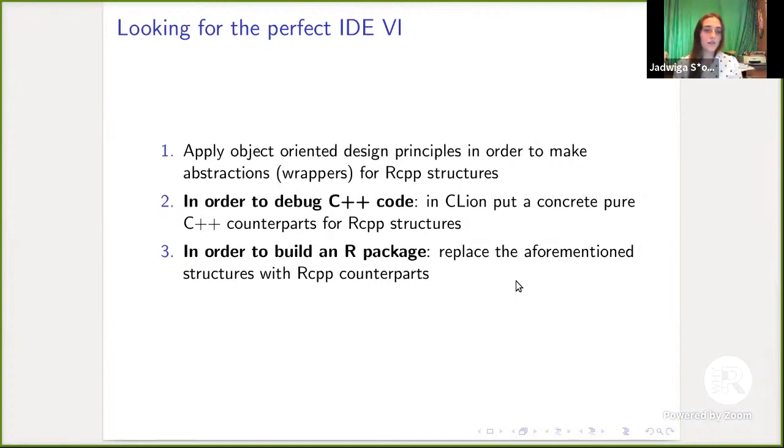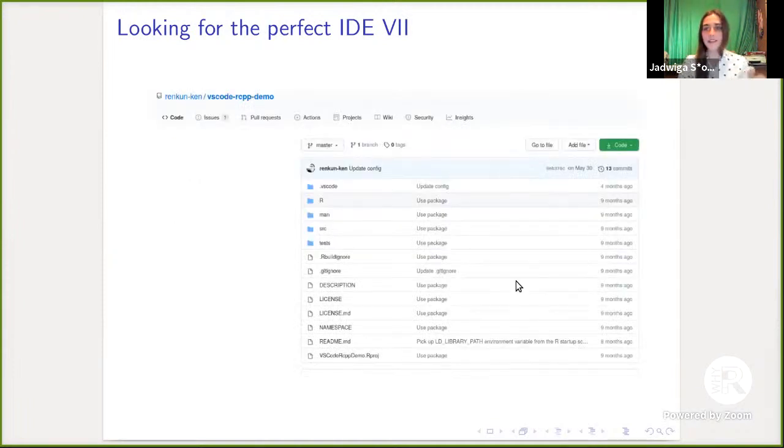Whereas when we want to build an R package, we just have to swap these objects to Rcpp counterparts, and it would be okay. Well, but recently a new solution has emerged, and it is very promising. I have tested it, and it works on Linux.